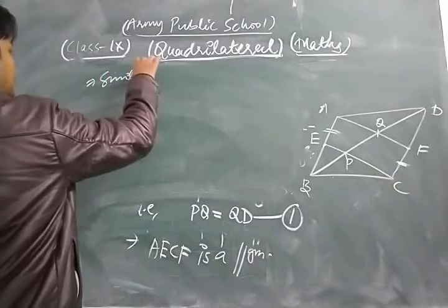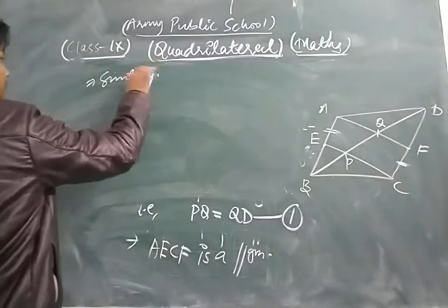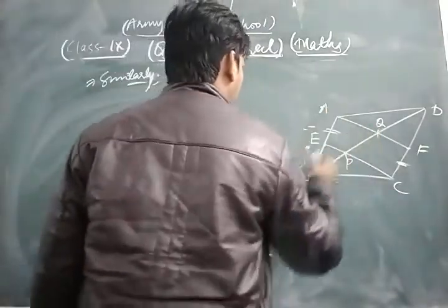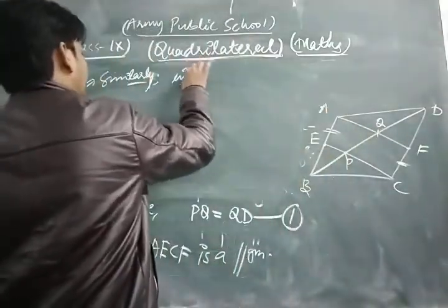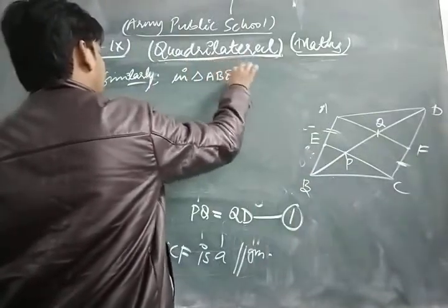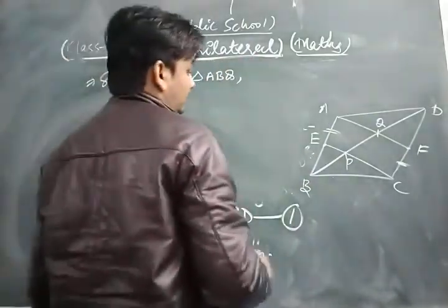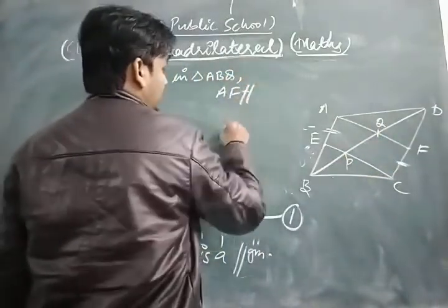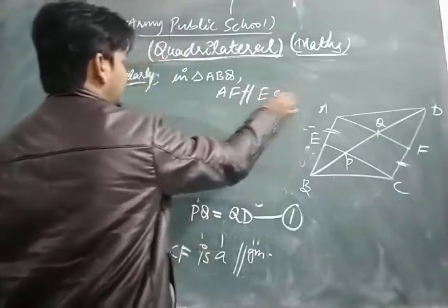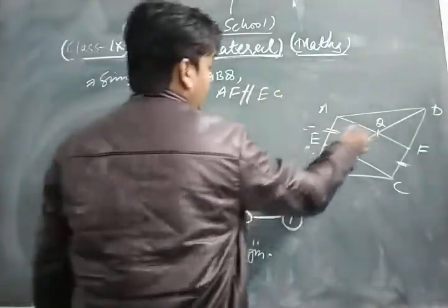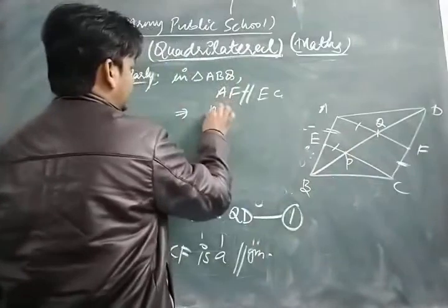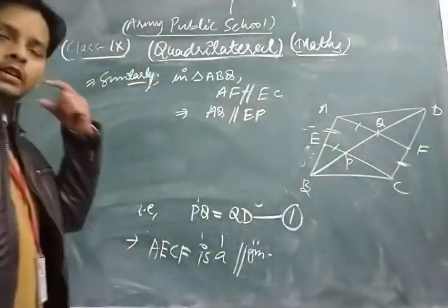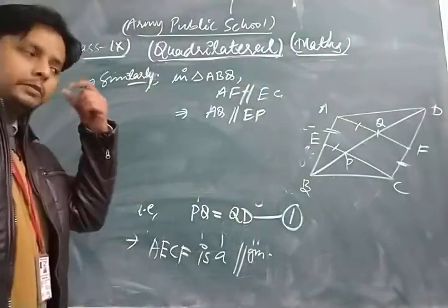Similarly, in triangle ABQ, AF is parallel to EC. This implies that AQ is also parallel to EP.